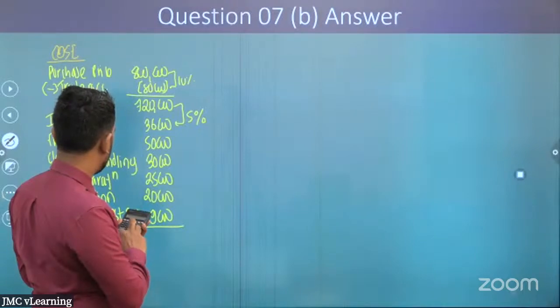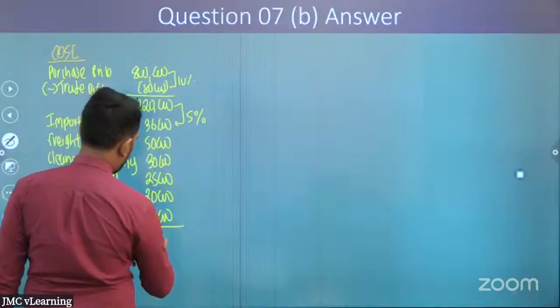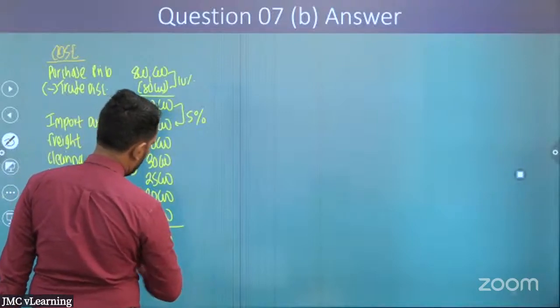That's it. So you can take the cost of the asset. 720 plus 36 plus 50 plus 30 plus 25 plus 20 plus 9, 890,000.